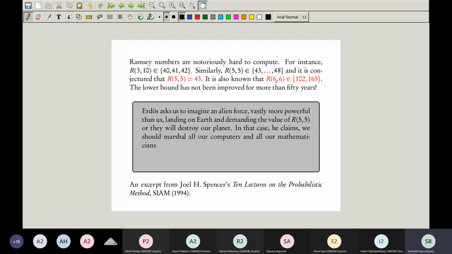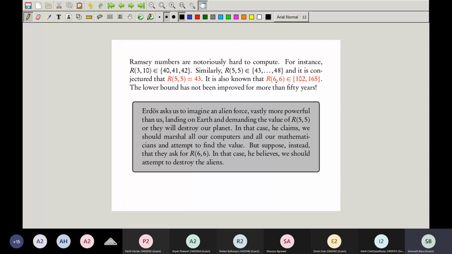In that case, Erdős says that we should immediately marshal all our computers, supercomputers, all our mathematicians, and anybody who can help, and we should attempt to find the value, just collectively and individually. However, he warns you that instead, if the aliens ask you for R(6,6), he says immediately, no questions, start fighting with the aliens in the hope of destroying them, because he believed that there's practically no way one could compute R(6,6).